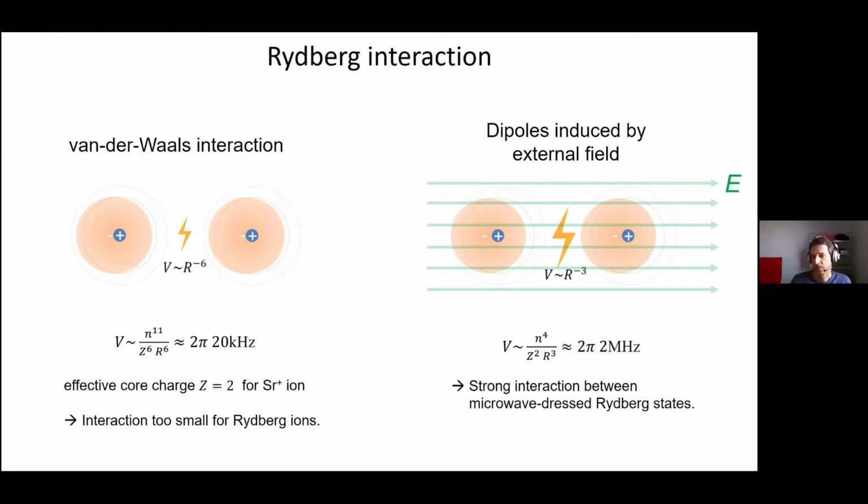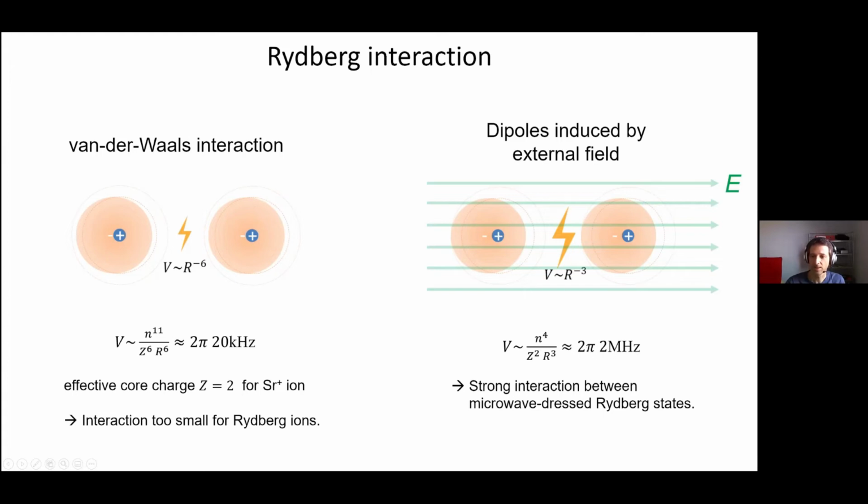For the dipole induced by this external microwave field, we get a direct dipole-dipole interaction, and the interaction strength scales as Z to the power of -2, and also as the distance to the power of -3. So it's a dipole-dipole interaction. It's not a second order effect, not R to the -6.